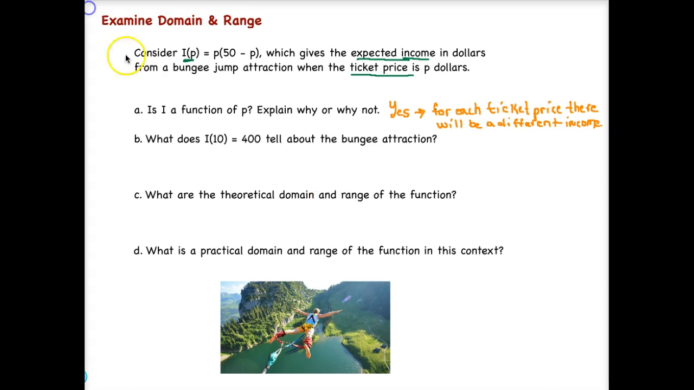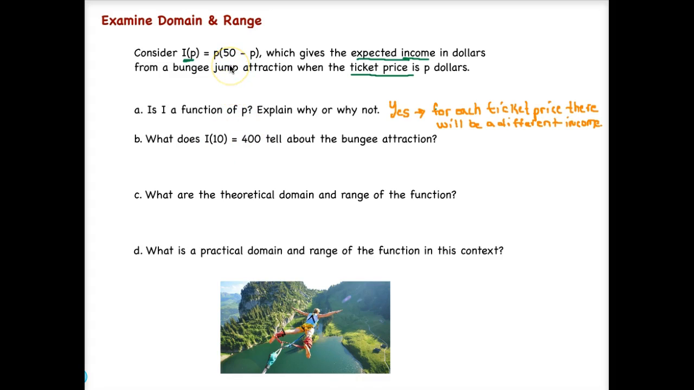How about B? What does I of 10 equal 400 tell us about the bungee attraction? Again, pause the video and think about that to yourself. Well, this means that for an input of 10, we're getting an output of 400. The input 10 is our domain, and the output 400 is our range for that value. So for a ticket price of $10, we're gaining income of 400.